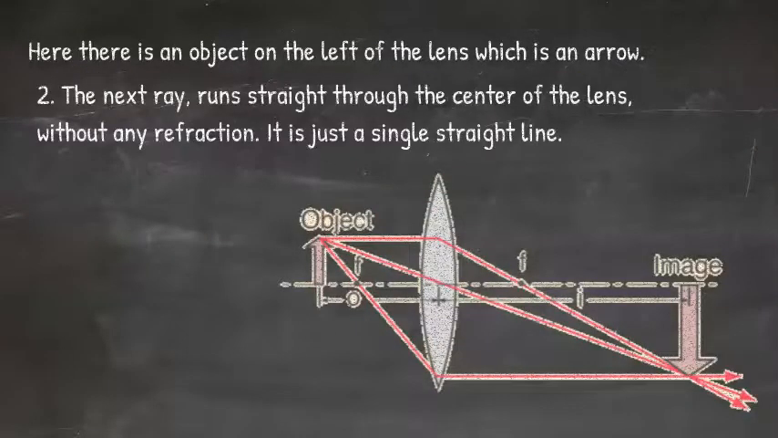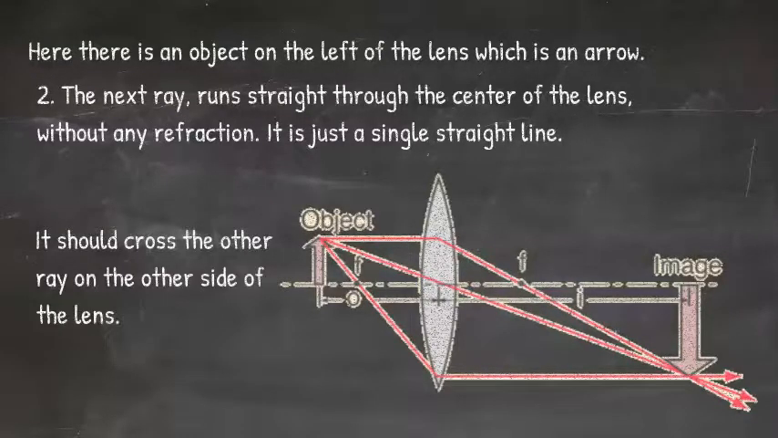The next ray runs straight through the centre of the lens without any refraction. It is just a single straight line. It should cross the other ray on the other side of the lens.